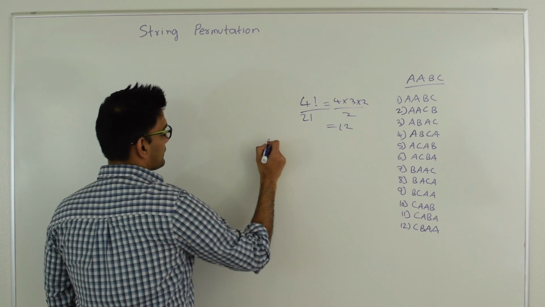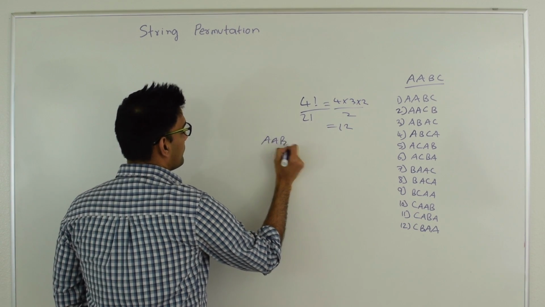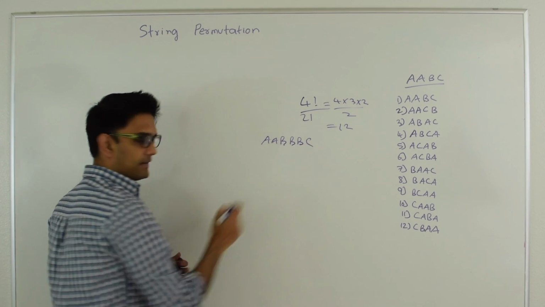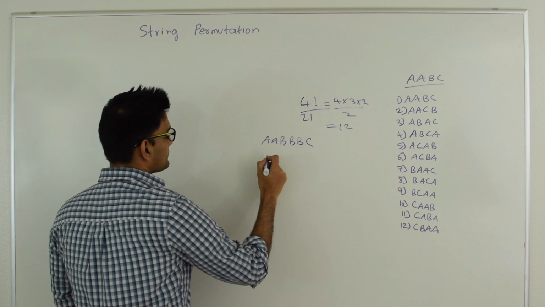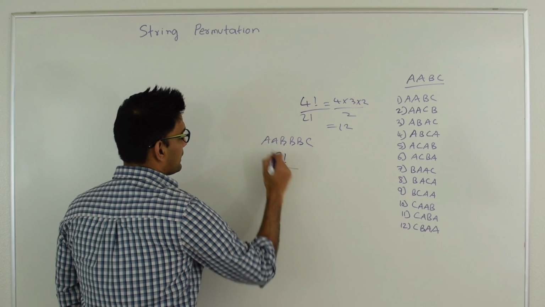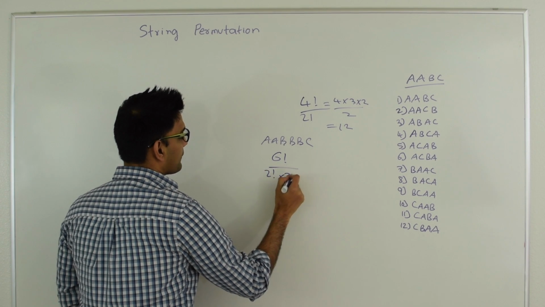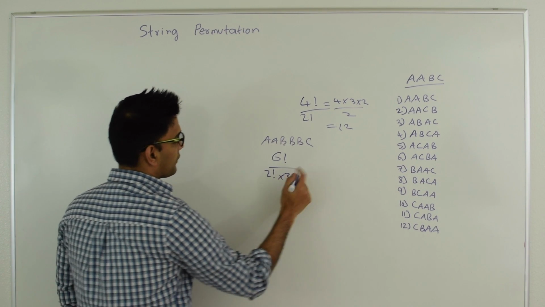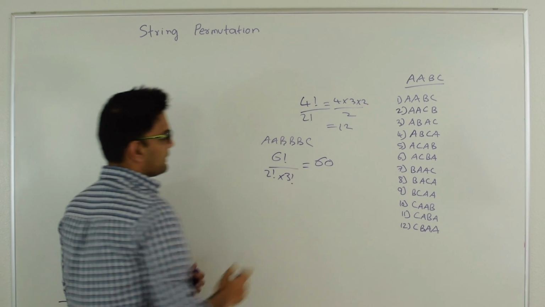If the input looked something like A, B, B, B, C, in this case the total number of outputs would be 6 factorial divided by 2 factorial into 3 factorial, because there are 2 counts of A and 3 counts of B, and this number would be 60.